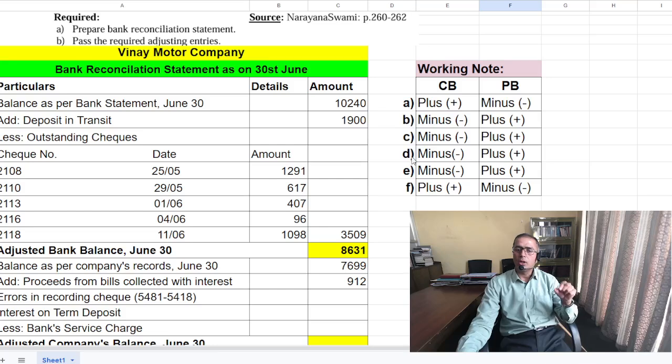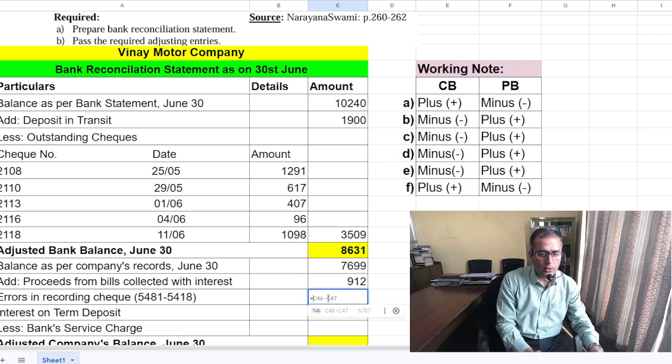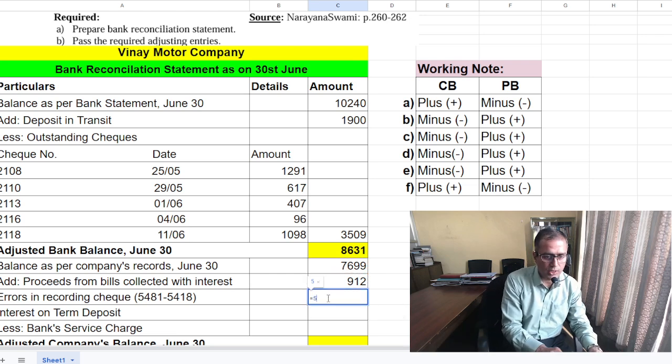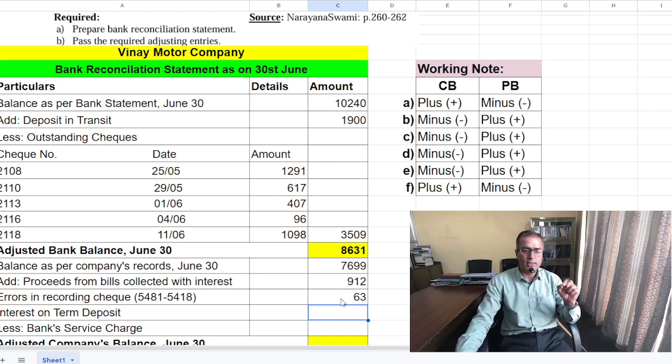Now look at your D, that means overpayment. So your cash book would be minus here in the working note, and this is the plus. Since you have deducted more, you have to add that difference. Look at this plus sign. So your value would be 5,481 minus 5,418. Okay, this is 63.